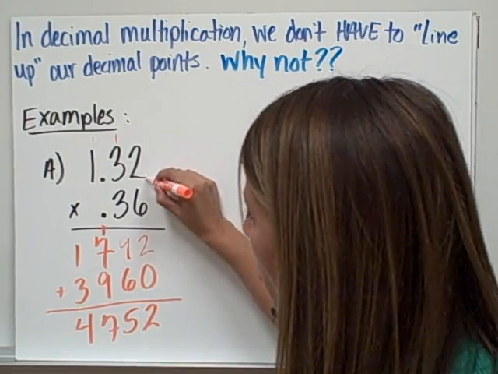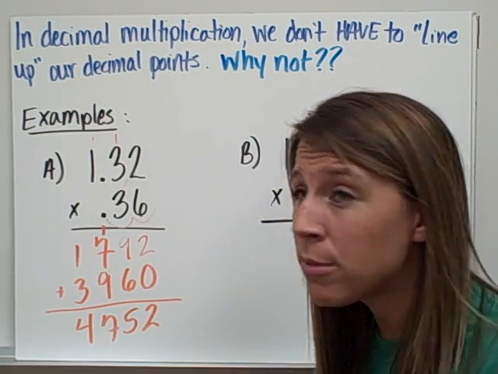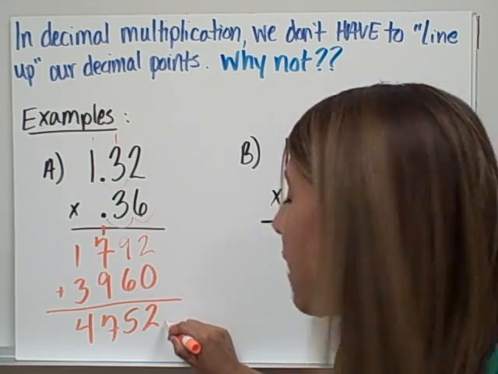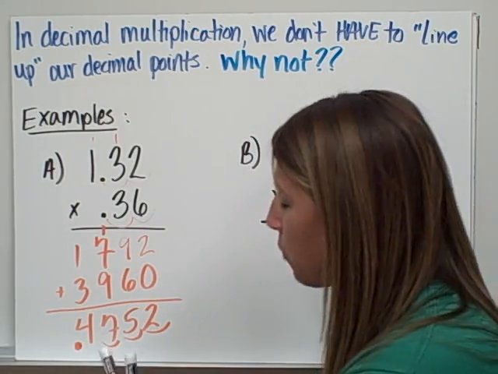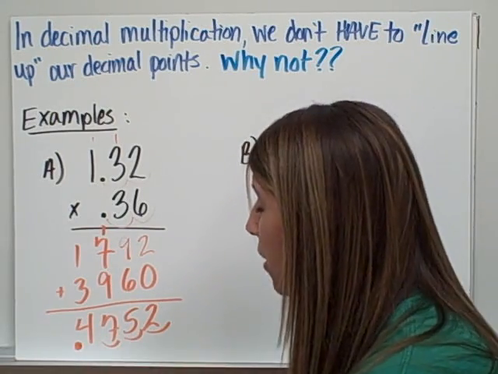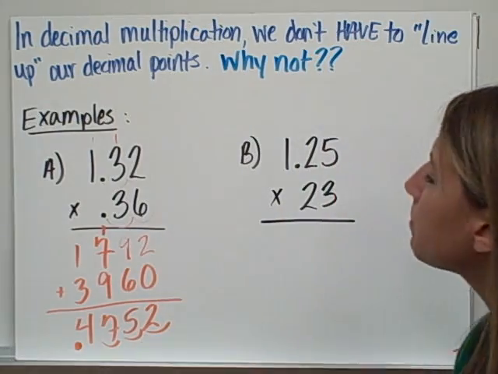And I say I have 1, 2, 3, 4 decimal places in my whole problem. So in my product, I put in 1, 2, 3, 4, and my answer is 4,752 10,000ths. There you go.